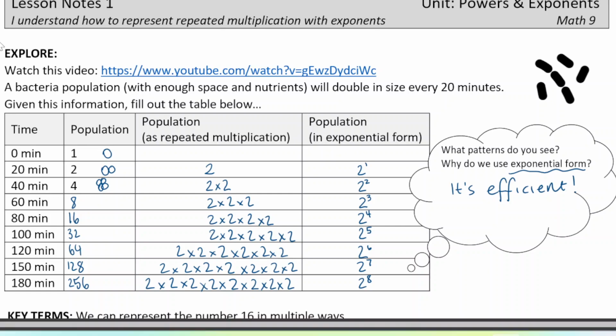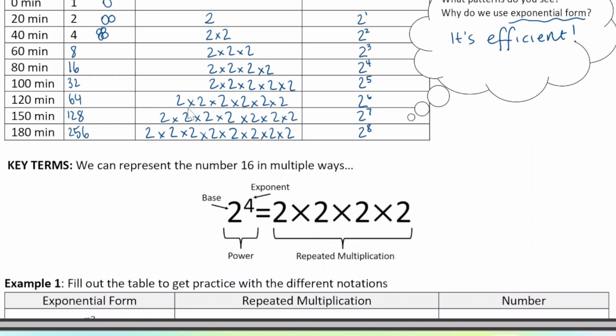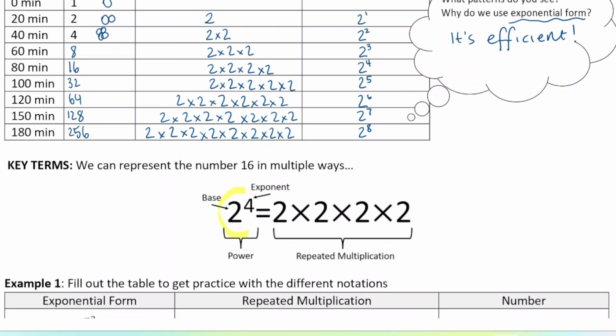Okay, let's go to this little image here, which is just showing the different names for all the terms. So this entire thing is called a power. What you're multiplying by is the base. So in this case, 2 times 2 times 2 times 2. And the little number here is the exponent. That's how many times you're multiplying by. So this one would be 1, 2, 3, 4 times.